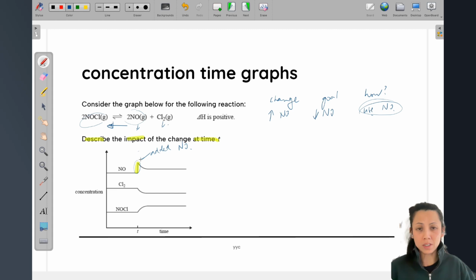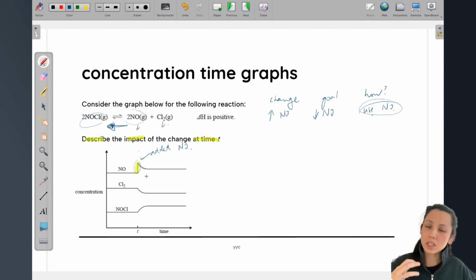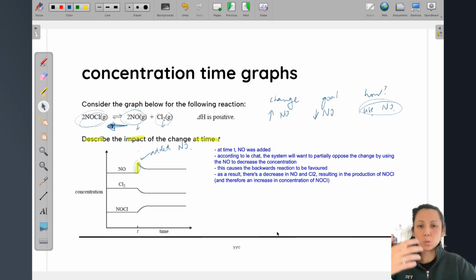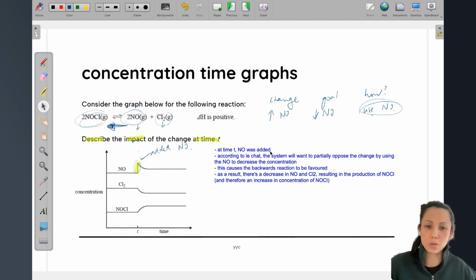Because we're adding NO, the system's going to want to partially oppose that change by decreasing the NO, as we can see here. In order for that reaction to happen, you know that you have to use NO in favor of the backwards reaction. Chlorine also has to be used in the process, as you can see here as well. As a result, I'm making NOCl, as you can see here. So what we say is, at time T, you can see that NO was added. According to Le Chatelier, the system will partially oppose that change by decreasing the amount of NO by using it. This means that the backwards reaction is favored. Or you can say that equilibrium shifts to the left a little bit, in terms of going backwards.